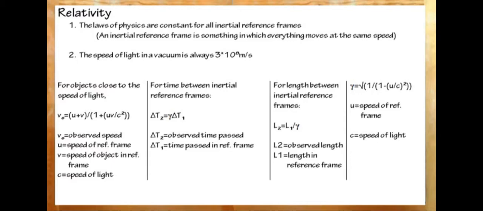The time observed by an outside observer is equivalent to gamma, which is the square root of 1 divided by 1 minus the quantity of the speed of the reference frame divided by the speed of light squared, so that's written down here, times the time that is measured inside the reference frame. Length is also relative, so it's different between reference frames. The length observed is equivalent to the length observed inside the reference frame divided by gamma.